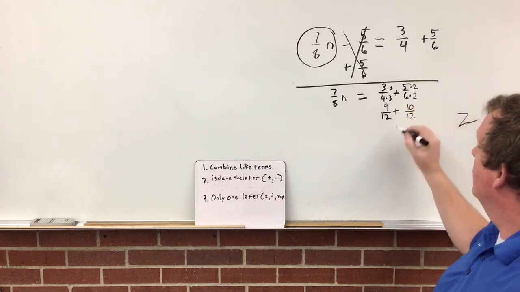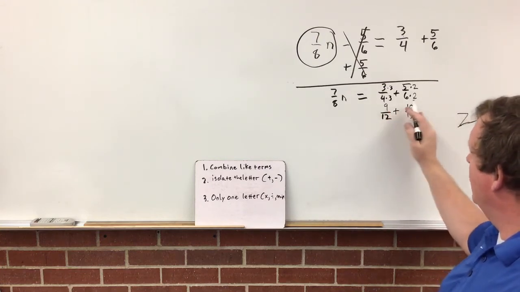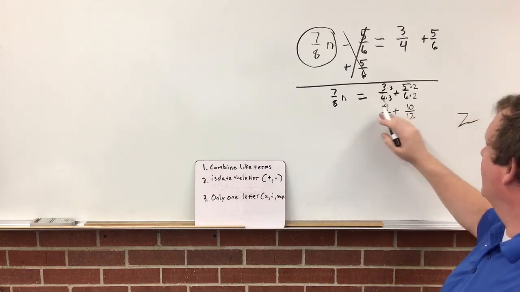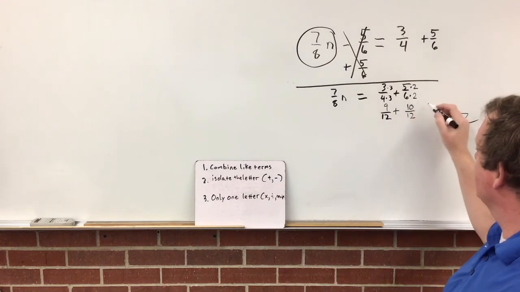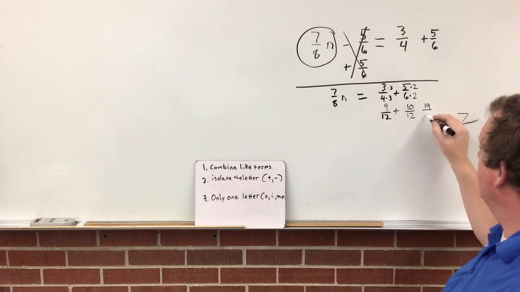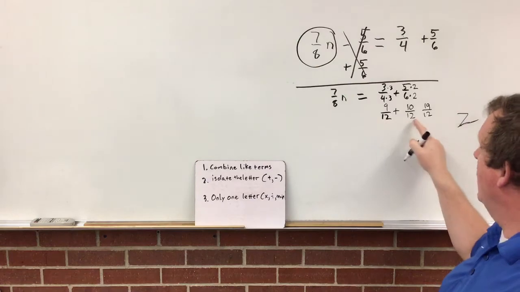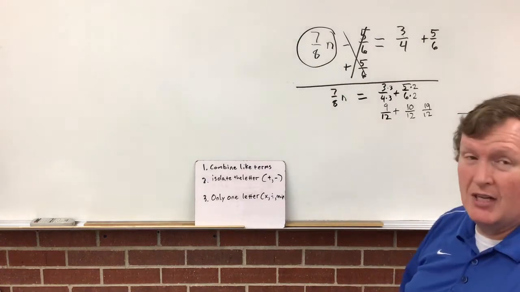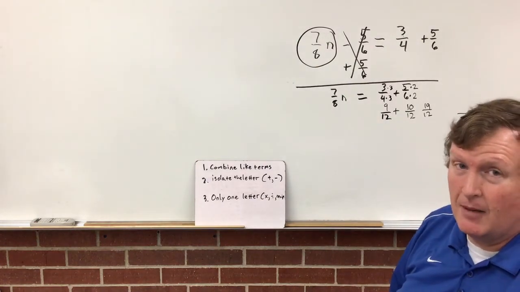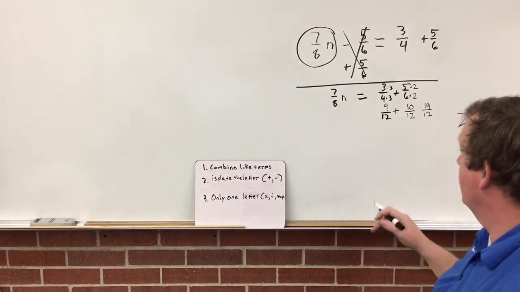Okay? So now I have a common denominator, I can add across. 9 plus 10, 19 over 12. Once we have the common denominator, the denominators don't get added. Okay, they stay the same.